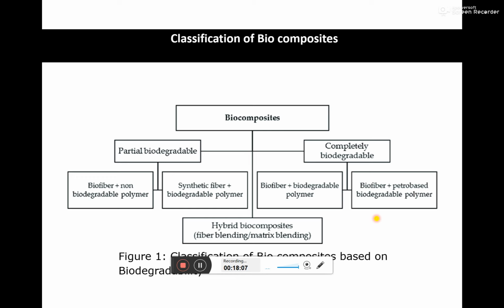If it is a hybrid composite, I can use more than one blend of matrix or more than one blend of reinforcement materials as the biocomposites. Then such a composite material comes under the hybrid composite. I hope you understand the classification related to the biocomposites.